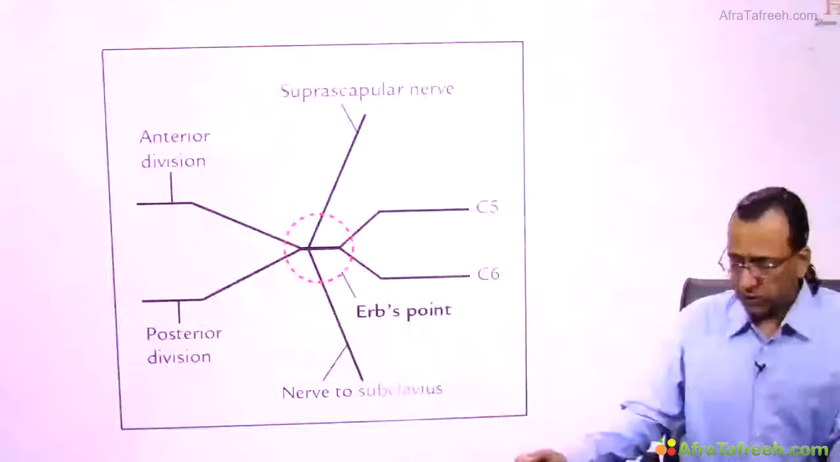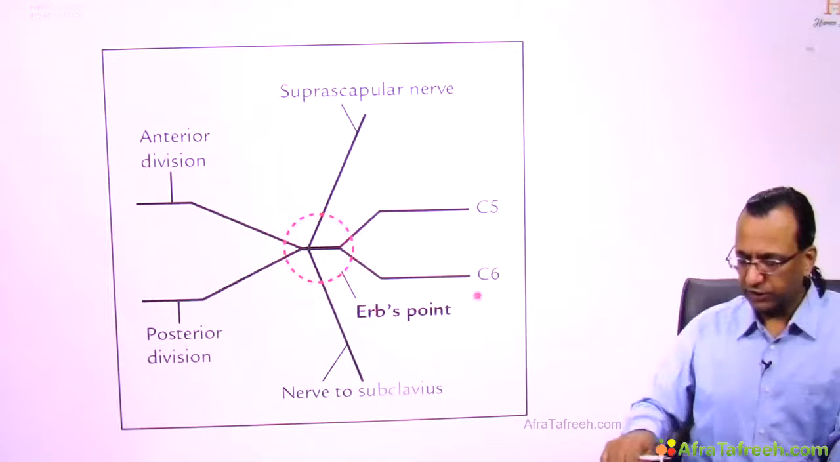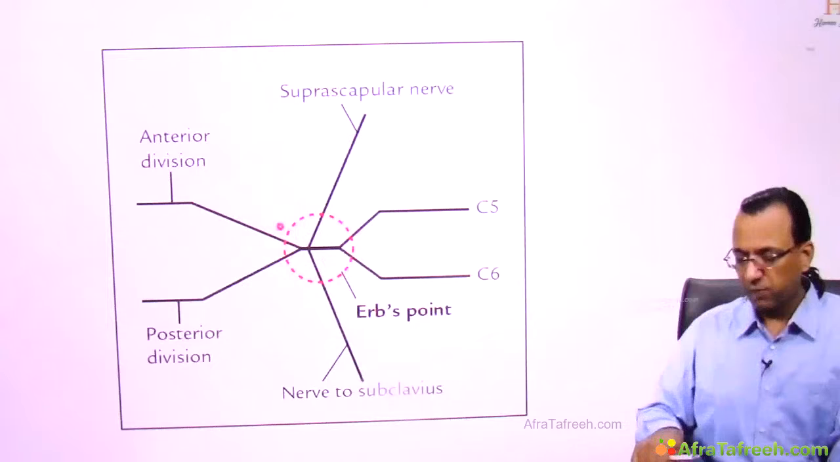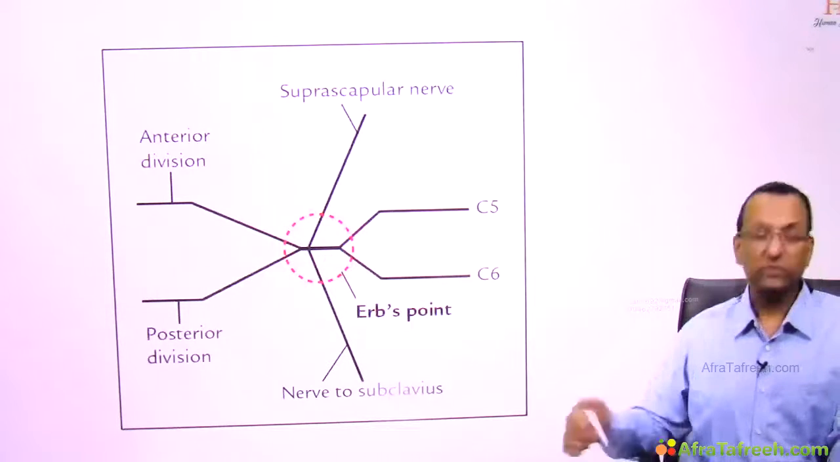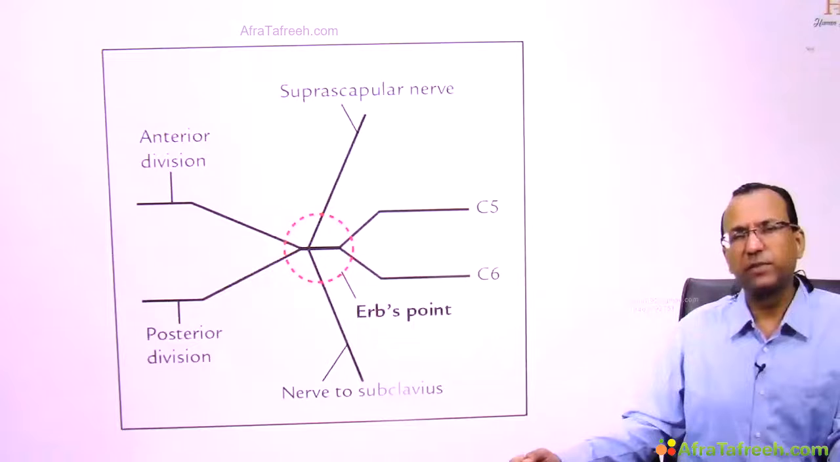It's still working. So this is Erb's point, which is root of C5, C6, and then you have suprascapular nerve, nerve to subclavius, and then you have anterior division, posterior division of the upper trunk. Yes, it is the territory of the upper trunk. If it is involved, then there will be Erb's palsy with root value C5, 6 injury. Muscles with C5, 6 will be paralyzed.